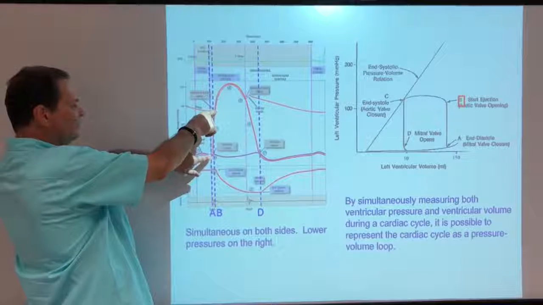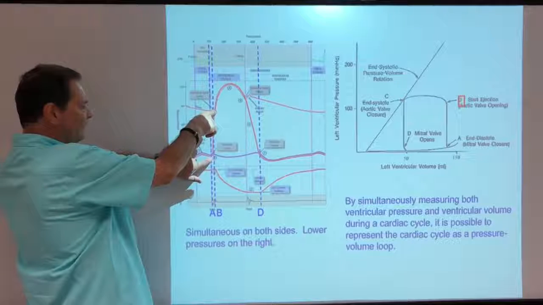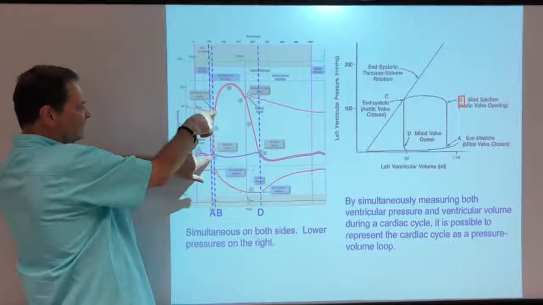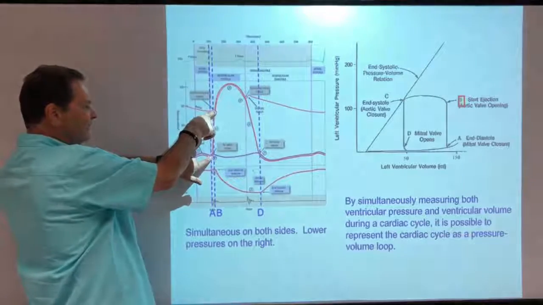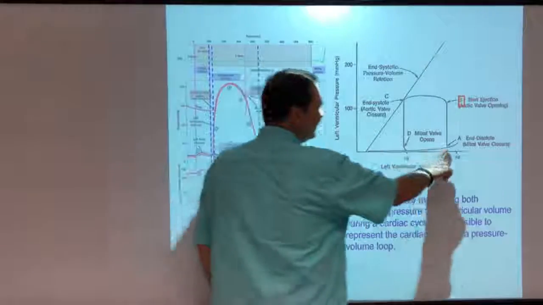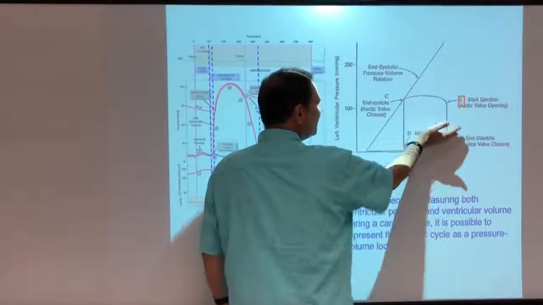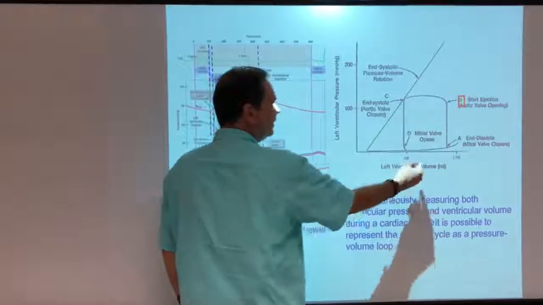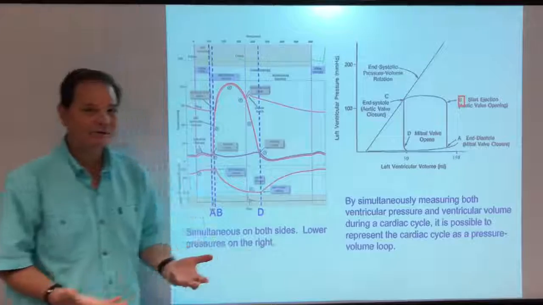Aortic valve is closed because the ventricular pressure is lower than aortic pressure. The mitral valve is closed because the ventricular pressure is higher than the atrial pressure. Isovolumetric contraction, force is going up, volume is not changing. And look what happens here. We go from A to B. Force goes up, pressure in the ventricle goes up, no change in volume. A to B. Isovolumetric contraction.